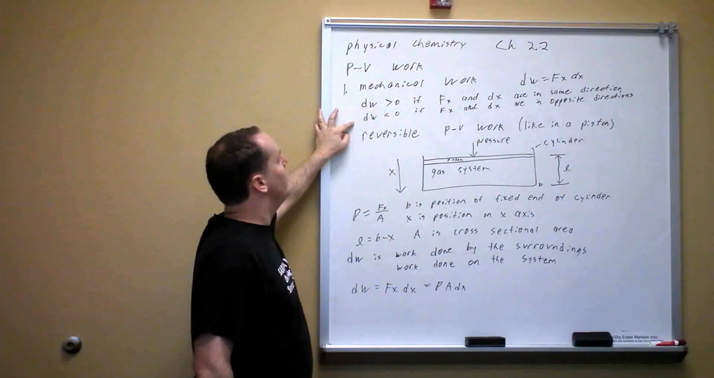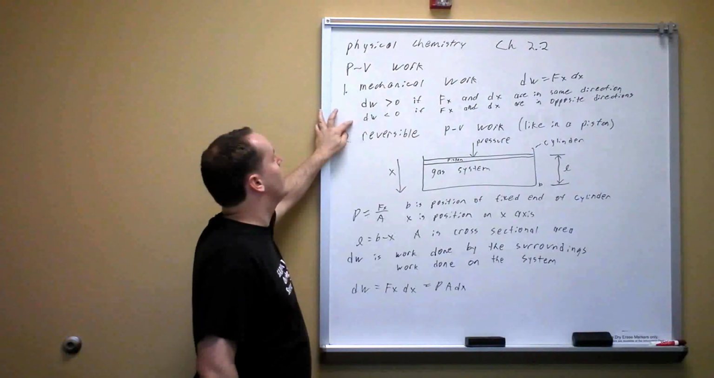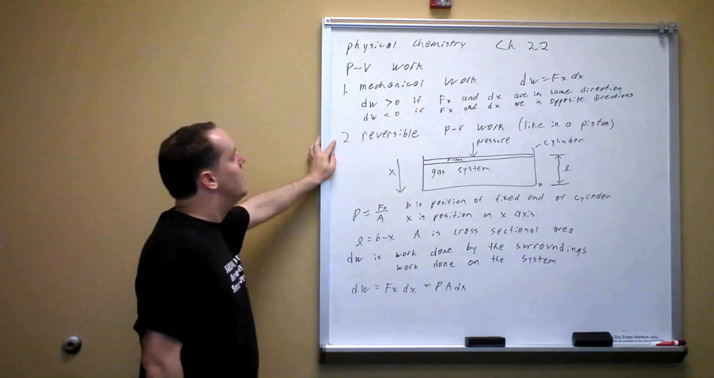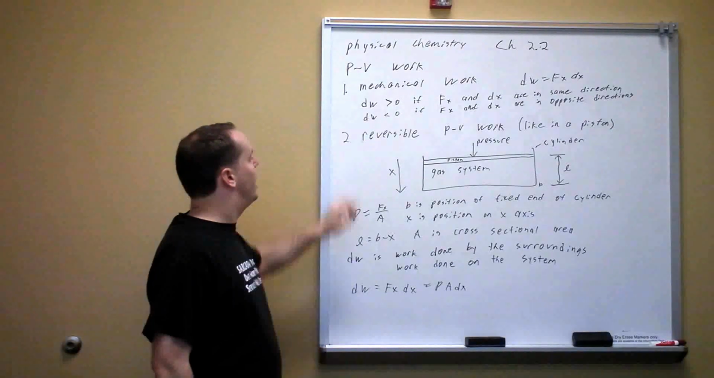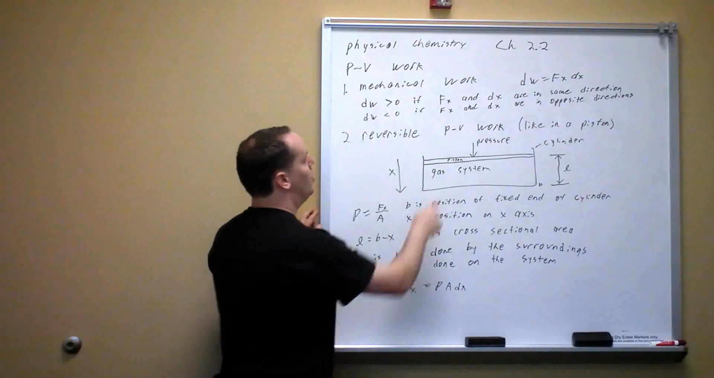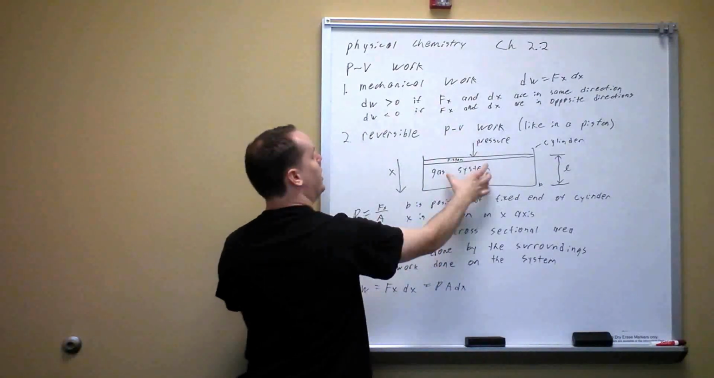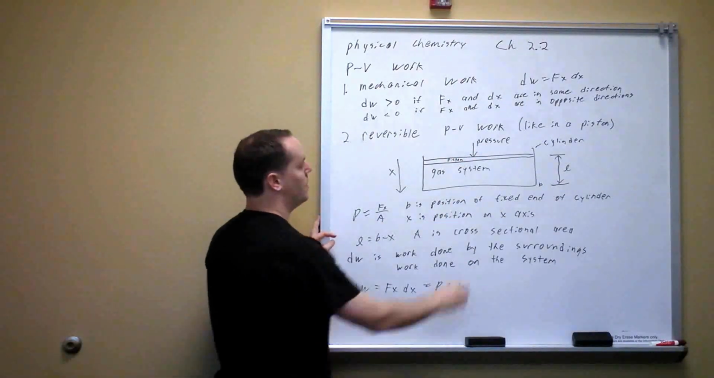If dw is less than 0, that means f of x and dx are in opposite directions. Now let's talk about reversible PV work, such as in a piston. I've drawn a piston here. Well, here's the cylinder. The piston's going up and down. We have pressure P coming down to hold the gas in our system. So this is a movable piston, able to go up and down.